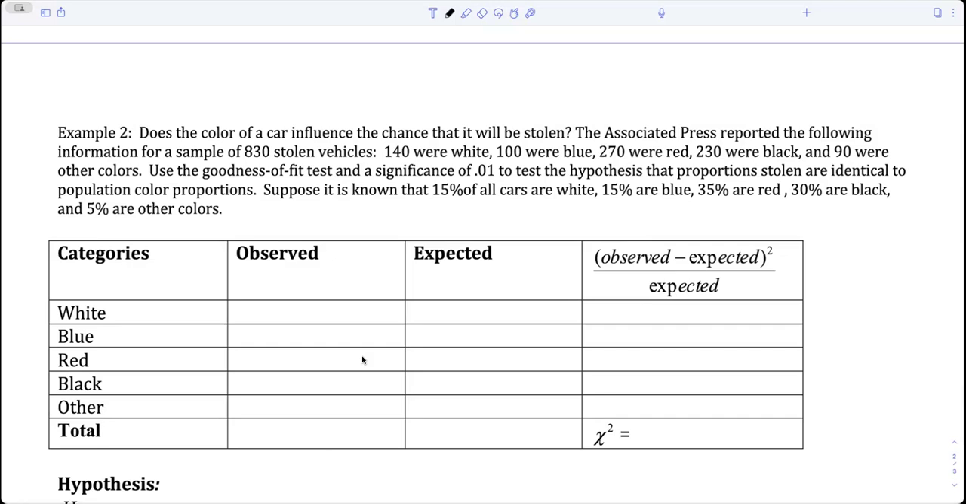Okay, so we need to make 2 columns, the observed counts and then the expected counts. And so they give us the observed counts. There's 830 total. And then 140 were white, 100 were blue, 270 red, 230 were black, and then 90 were other colors.